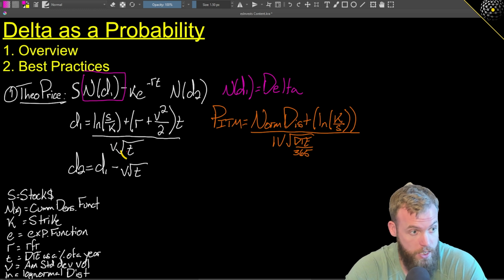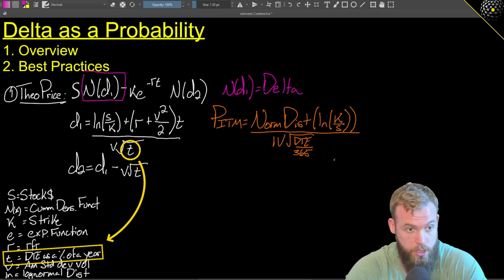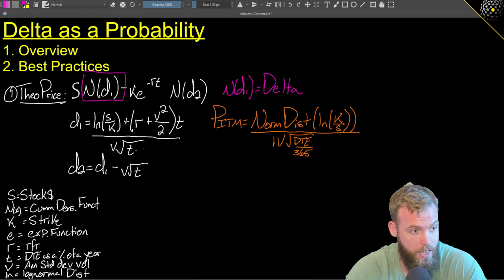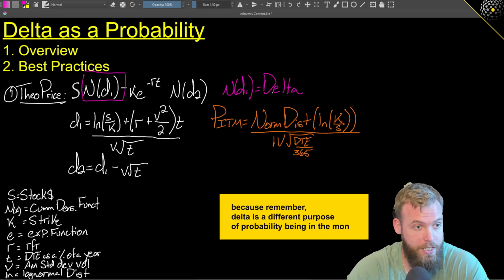So in this case, T is DTE as a percentage of a year. That's exactly what we're doing here. So if you notice, the denominator in this case is the exact same thing. Then if you look at the numerator, you see that this is slightly different. Here we're adding a couple additional components like the risk-free rate, annual standard deviation of volatility. This is to get delta, because remember, delta has a different purpose than probability of being in the money.